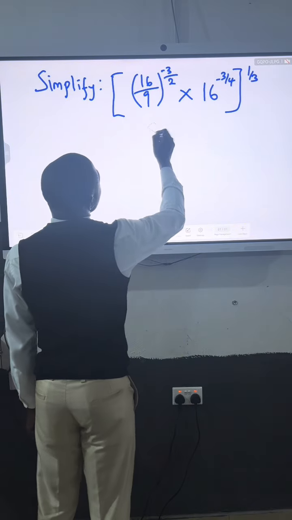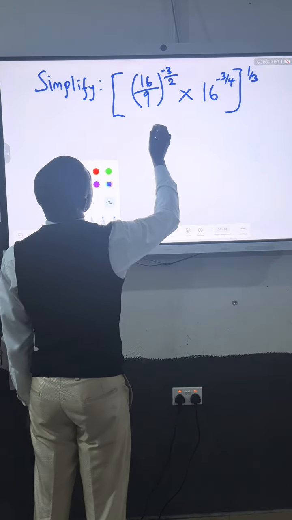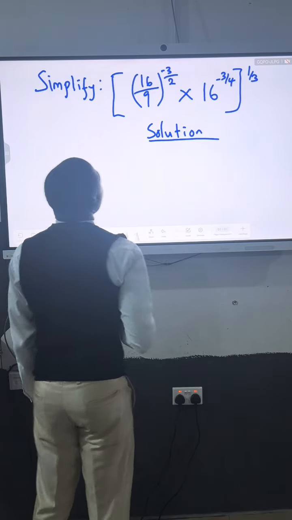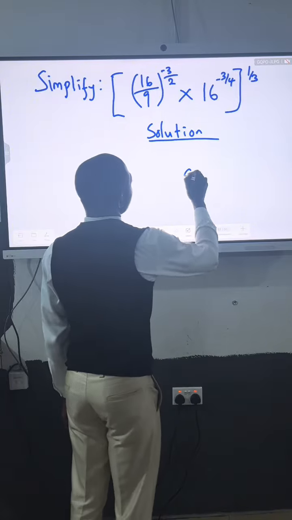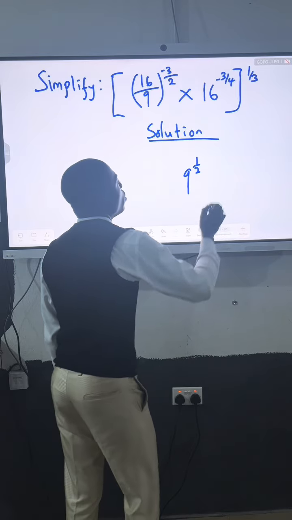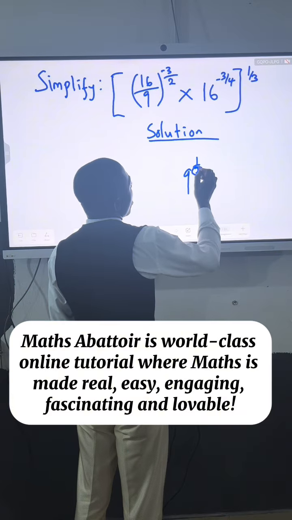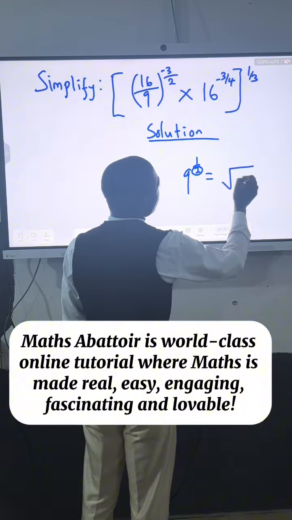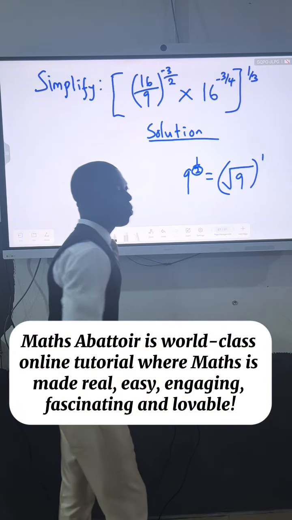Now to handle this, I want to quickly show you something. In maths, if you write 9 raised to the power 1 over 2, it means you collect the denominator of the fraction. The fraction is 1 over 2. So we use the denominator to describe the root. It's going to be the square root of 9. When we are done, raised to the power 1.